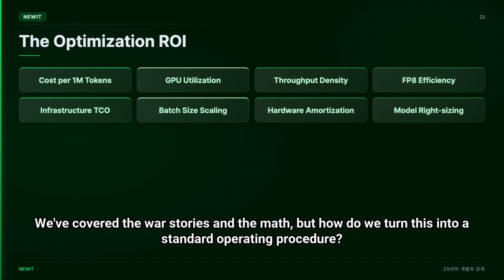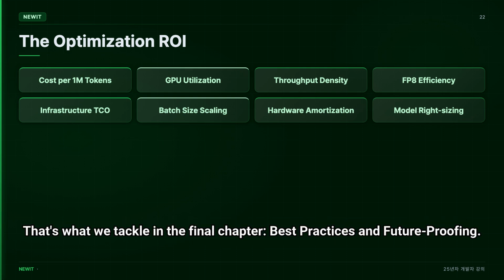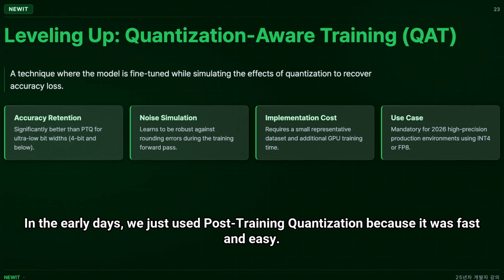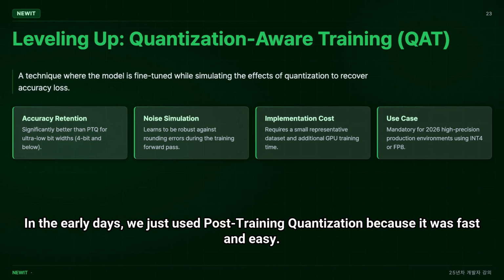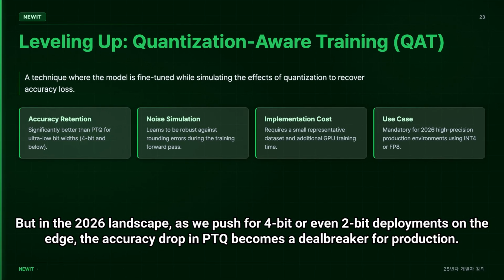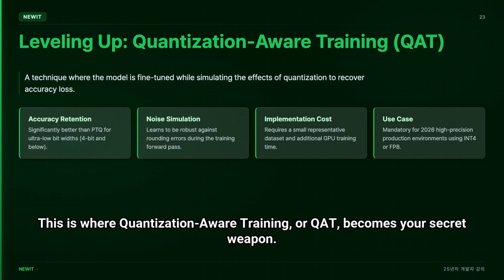We've covered the war stories and the math, but how do we turn this into a standard operating procedure? That's what we tackle in the final chapter: best practices and future proofing. In the early days, we just used post-training quantization because it was fast and easy. But in the 2026 landscape, as we push for 4-bit or even 2-bit deployments on the edge, the accuracy drop in PTQ becomes a deal breaker for production.